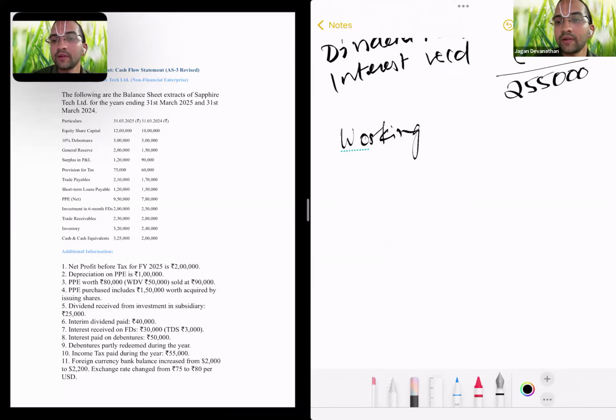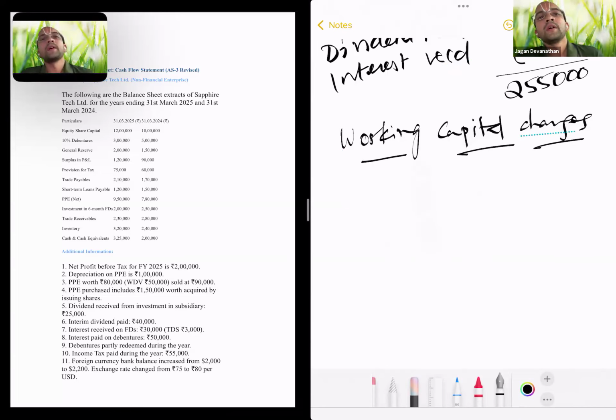Working capital changes. You know what working capital is, right? Current assets minus current liabilities. So you look at only items that pertain to current assets and current liabilities. Now you see trade receivables. Trade receivables decreased by 50,000.